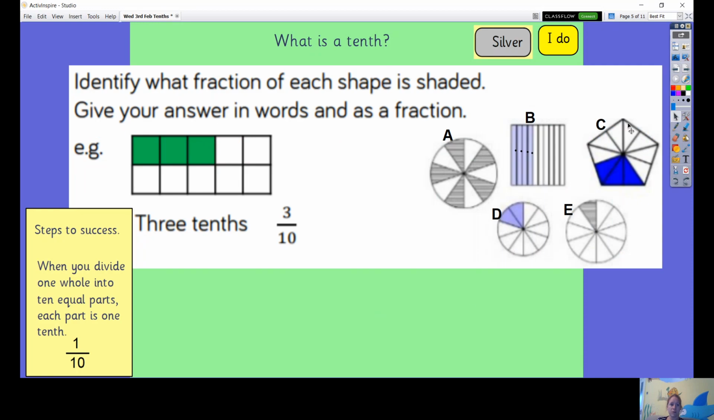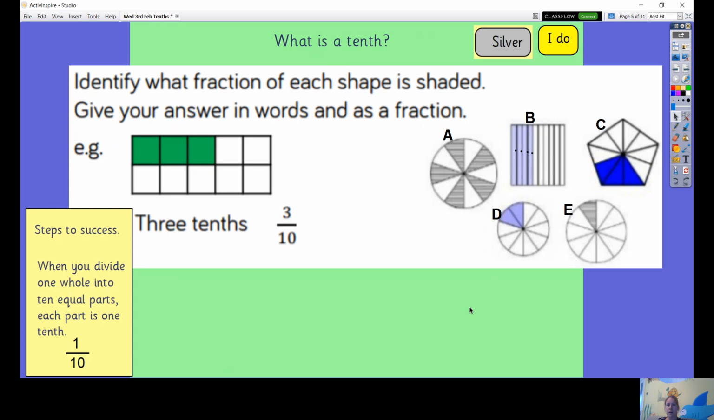So let's move on. Next job. Identify what fraction of each shape is shaded. Give your answer in words and as a fraction. So you can see my example with the green squares. There is a tens frame and it's got 3 coloured in squares, 3 coloured in green there. So I've written 3/10 in words and then 3/10 as a fraction.